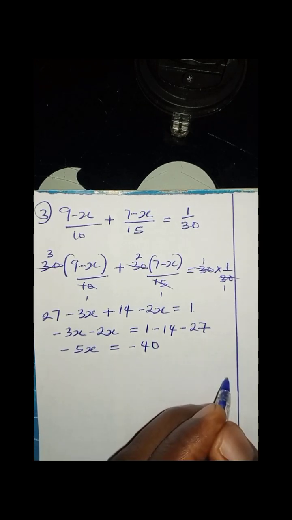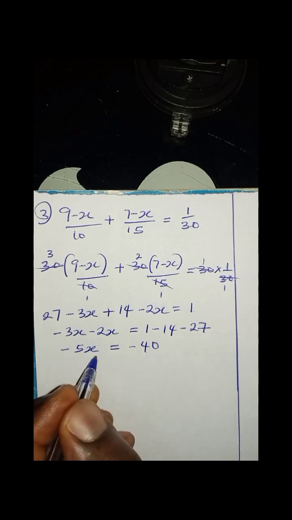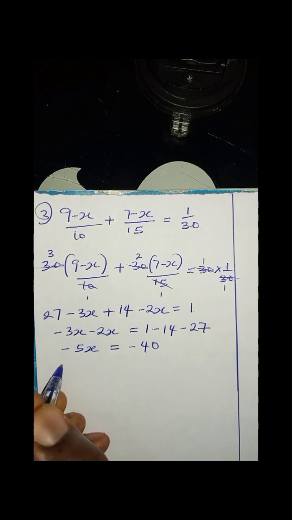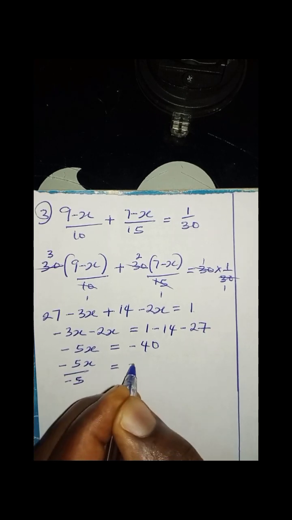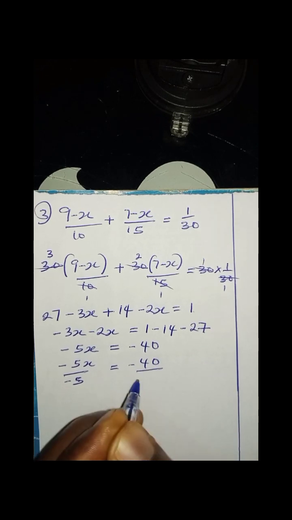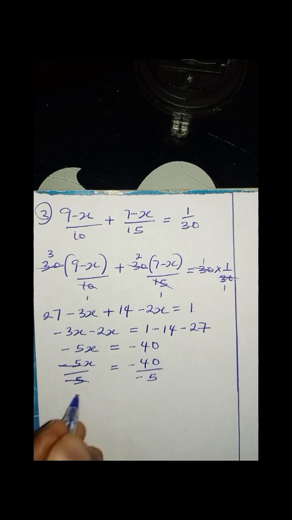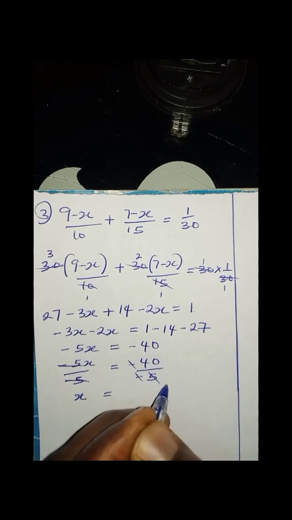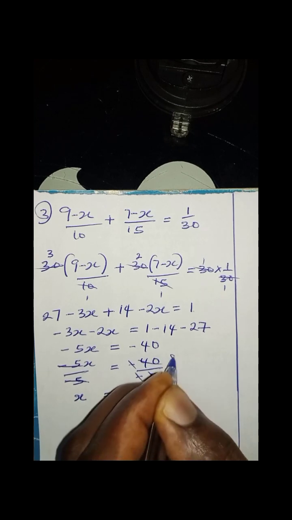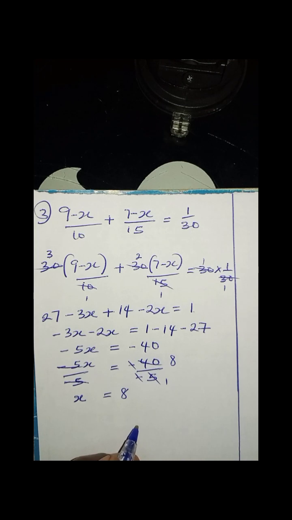And the next thing to do is to divide both sides of the equation by the coefficient of x, which is minus 5. Minus 5x over minus 5, and that's equal to minus 40 over minus 5. This cancels this, and we're left with x, which is equal to 5 in itself 1, 5 in 40 is 8 times, and our x is 8.